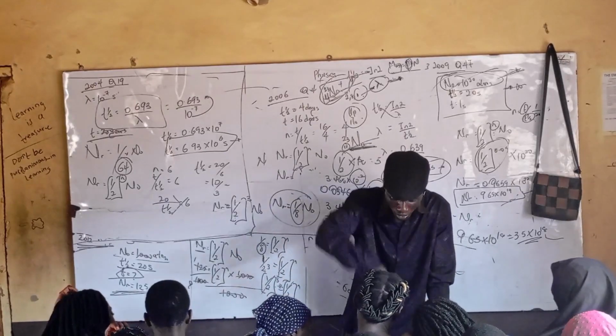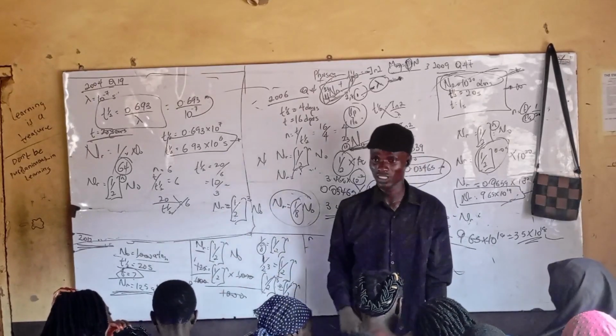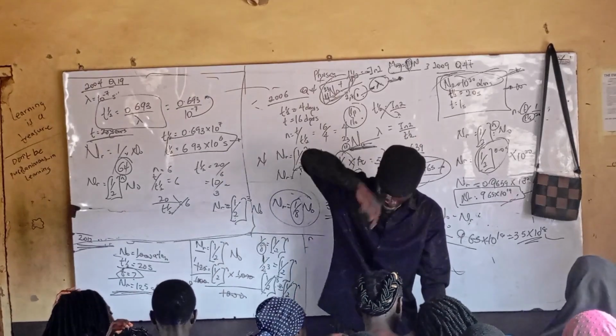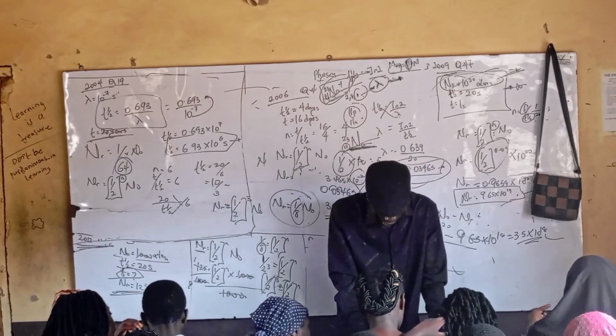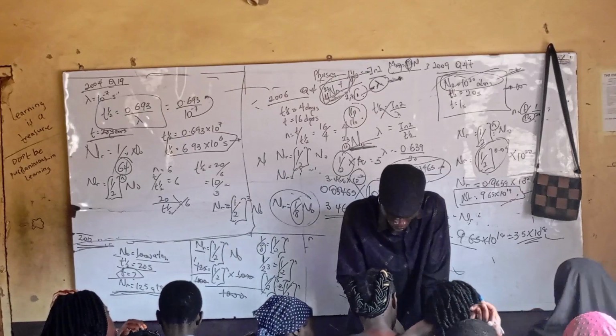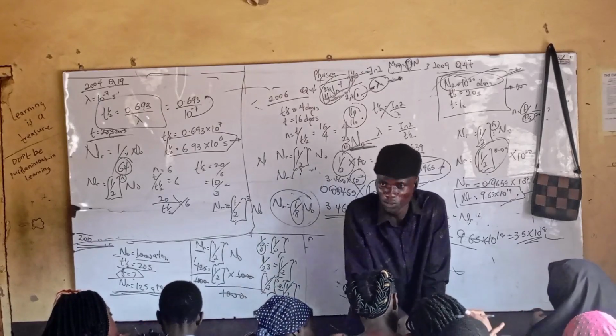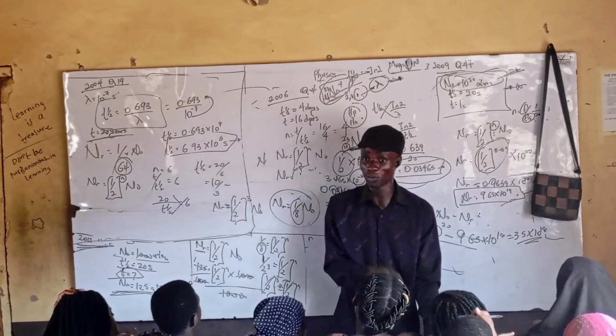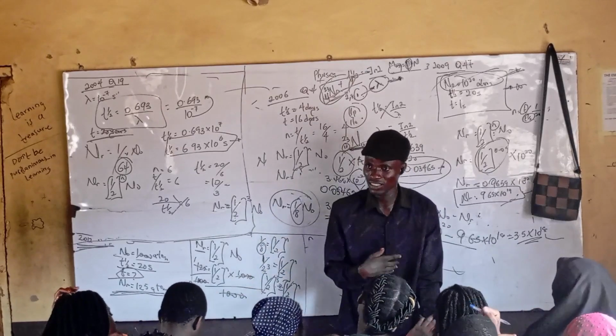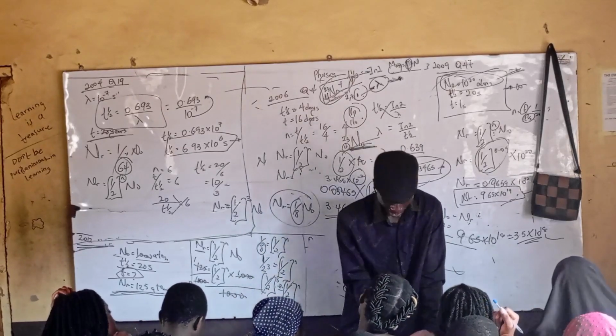Isotopes have an equal number of electrons and protons. They have an equal number of what? Electron and proton. Option C: the same atomic number but a different number of neutrons. Now, they have the same atomic number, yes or no? Yes. But they have a different number of neutrons. Yes or no? Yes.